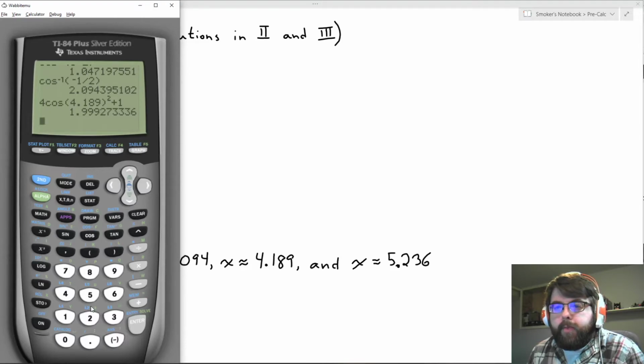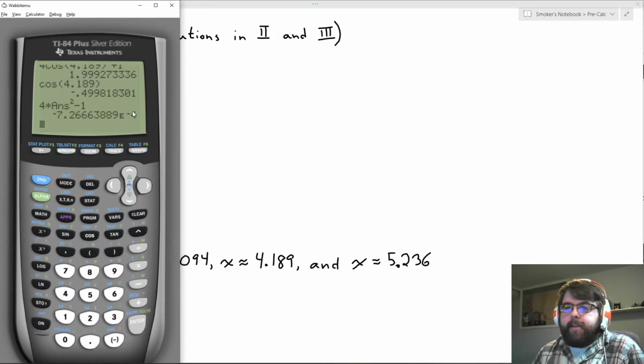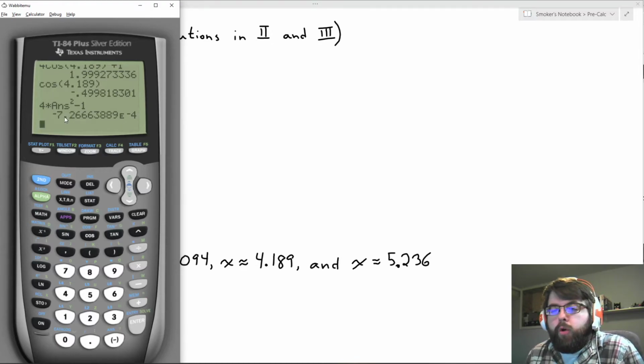Let me try it this way. I'm going to do cosine 4.189. This is in radian mode, so that should give me a value. Okay, I'm going to take that value, answer. I'm going to do 4 times second answer squared minus 1. And what I get here is actually this e to the negative 4 is what is important, because that means you move the decimal point 4 places to the left. So this number is actually negative 0.0007.